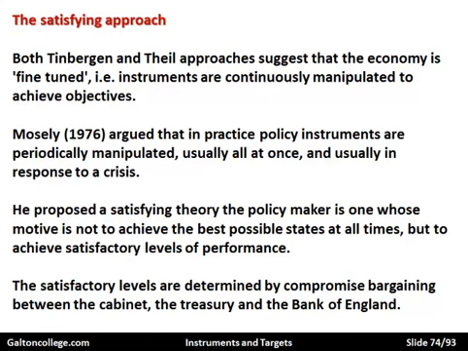The satisfactory levels are determined by compromise, bargaining between the government cabinet, that is, the Treasury and the Bank of England. So satisfactory outcomes and satisfactory interventions were agreed between, at that time, the main players being the government, the cabinet, in other words the senior government, the Treasury, who looked after the economy, the department that looks after the economy in the UK, and the Bank of England. And they would all try to agree what should be done.